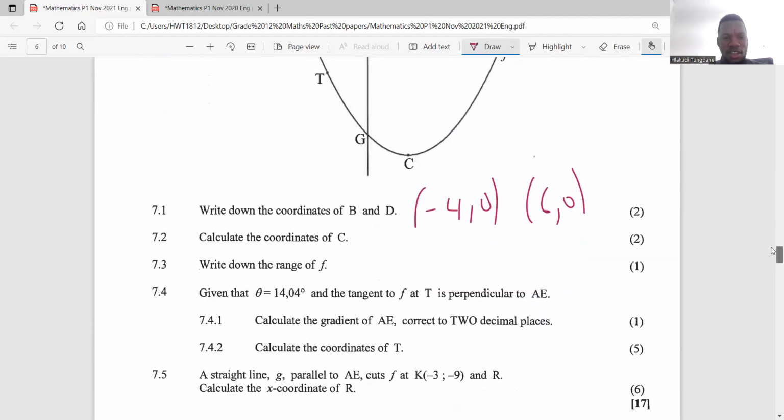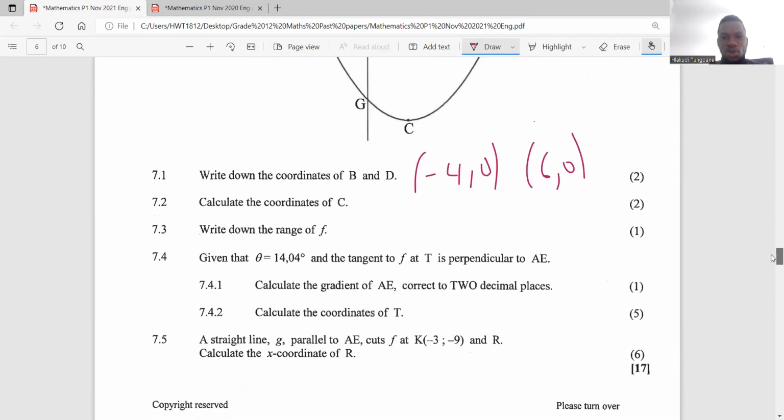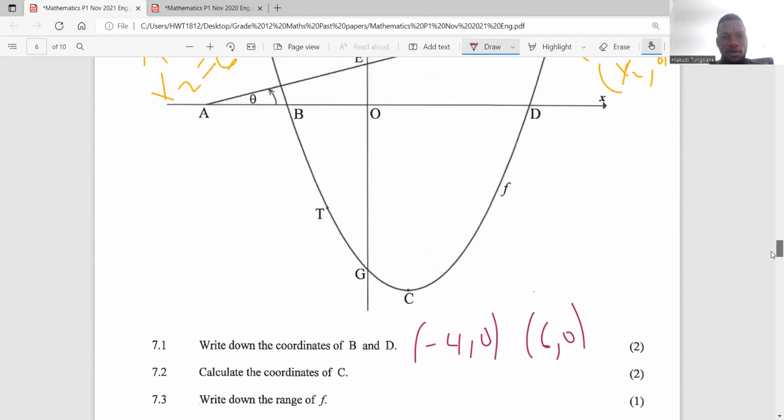Okay, then write down the coordinates for C. In this case, they say calculate, so you might need to do some form of calculation. What is C? Remember, C is the turning point of our graph. In the previous video, I didn't mention another formula for getting the x value of the turning point.